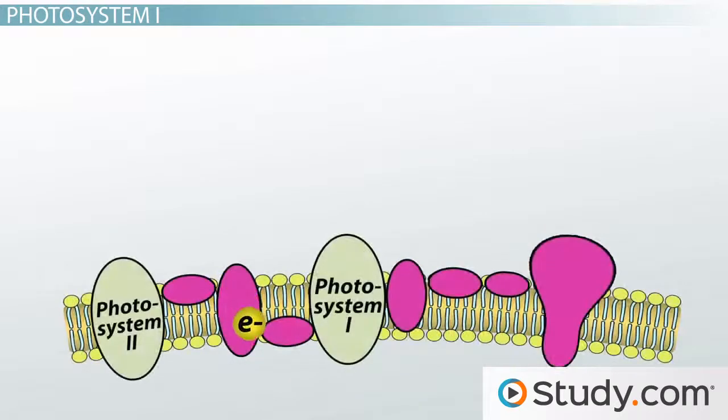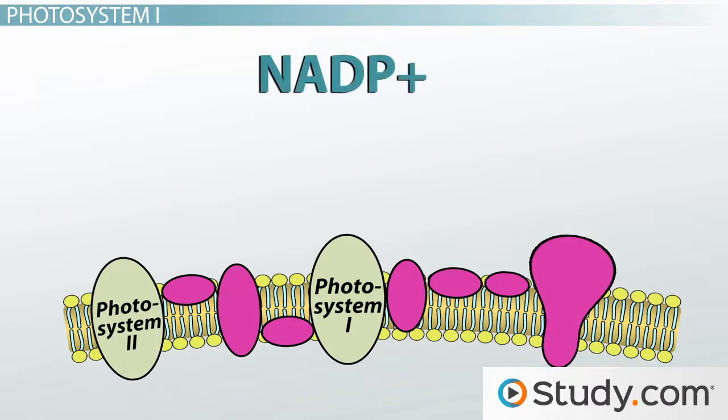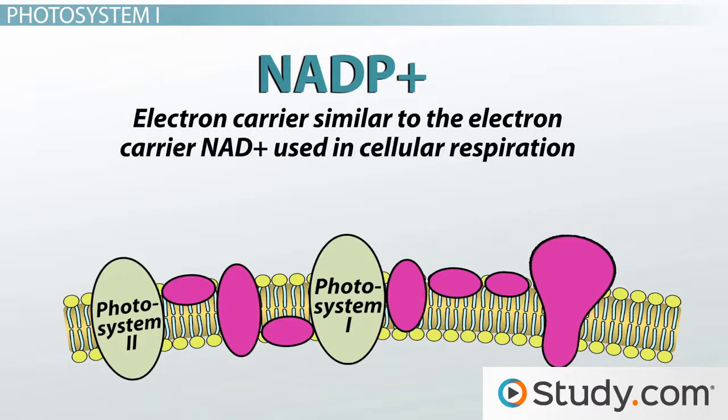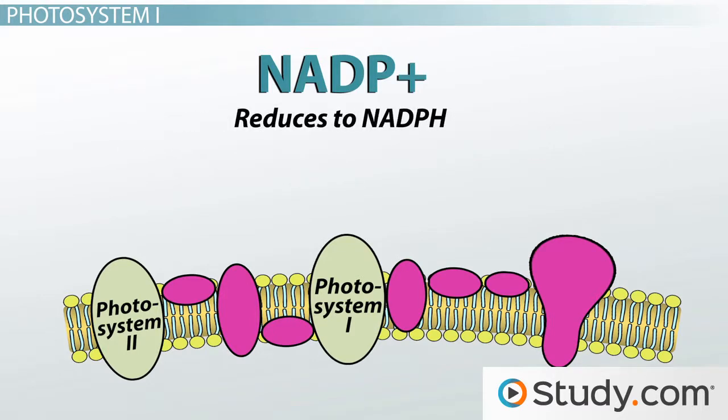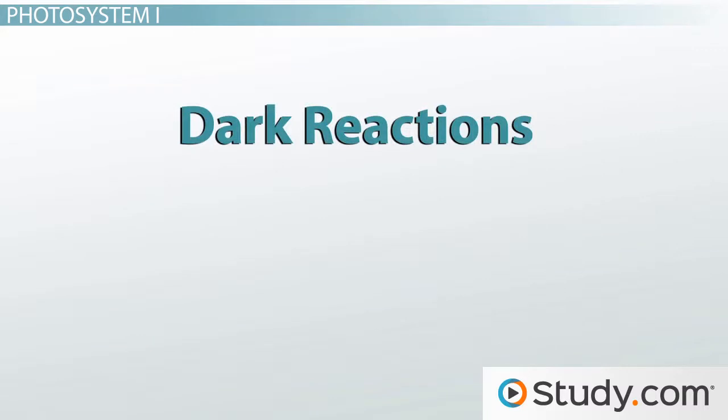When an electron from photosystem 2 hits the reaction center of photosystem 1, the energy captured from the pigments in this photosystem is used to bounce these electrons to a higher energy state, where they then fall down the second electron transport chain. Here the electrons ultimately land on the molecule NADP+, which is an electron carrier similar to the electron carrier NAD+ used in cellular respiration. NADP+ becomes reduced to NADPH. These reduced electron carriers can then continue on with these electrons onto the second stage, the dark reactions, otherwise known as the Calvin cycle.